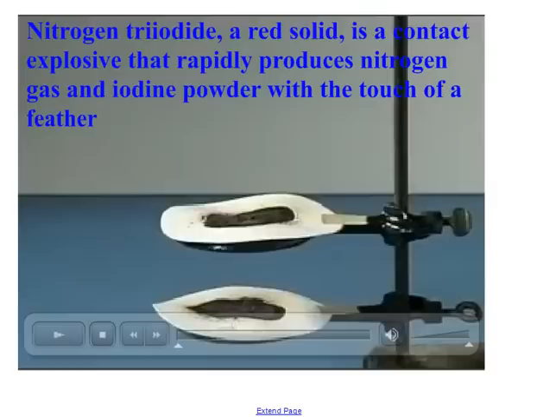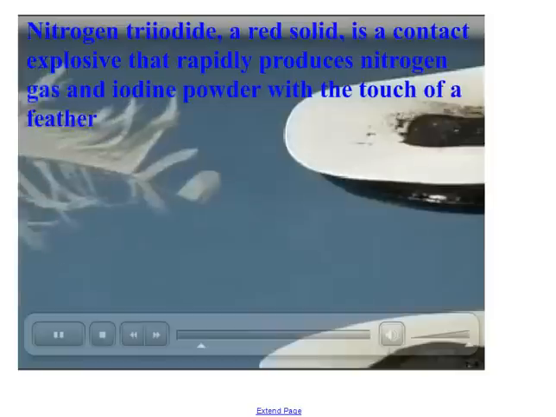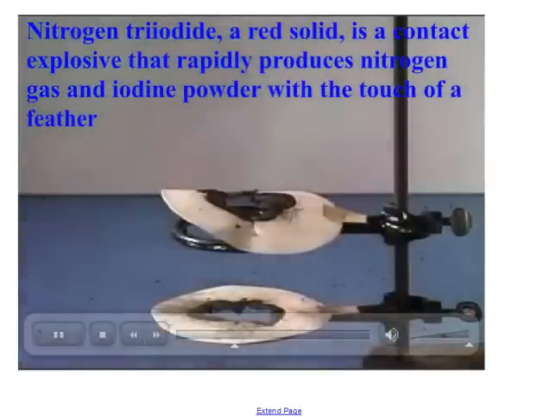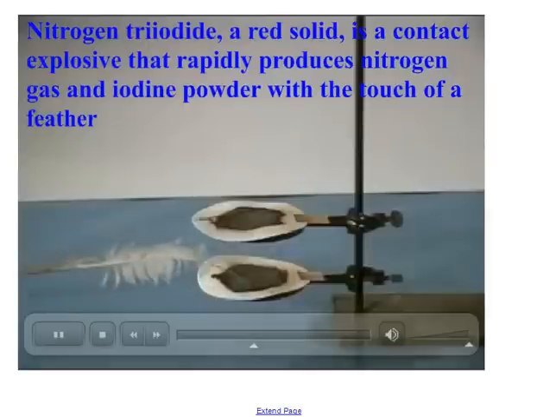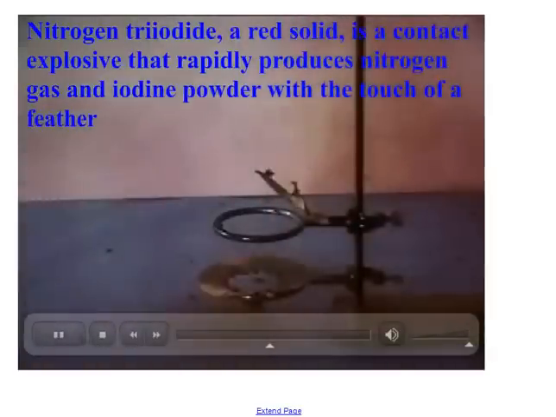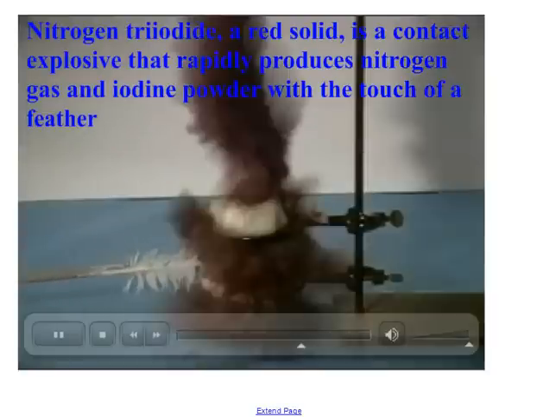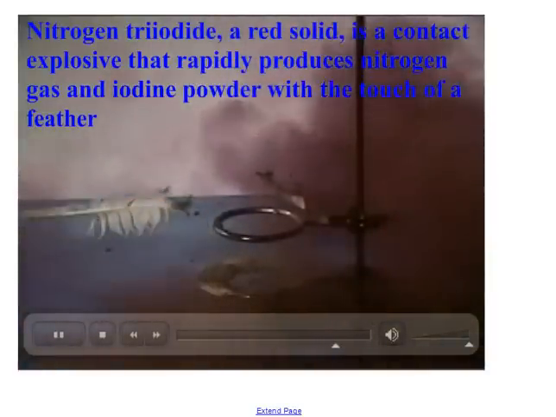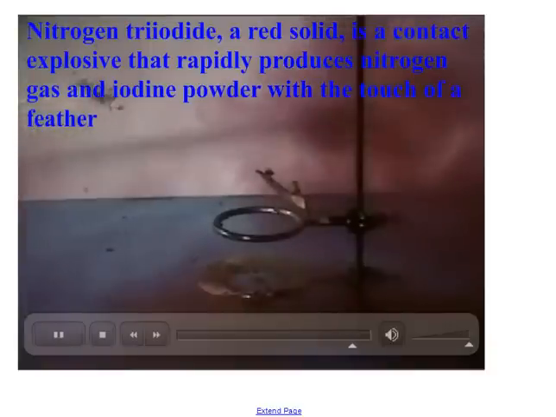Let's take a look at the fourth reaction. Nitrogen triiodide, which is a red solid, is a contact explosive that rapidly produces nitrogen gas and iodine powder with a touch of a feather. Here it is in slow motion. And we're going to slow it down one more time, even slower. And you can see it does not take much to trigger this particular reaction.